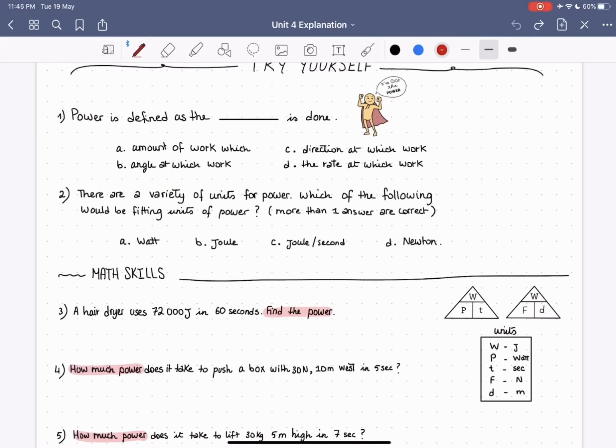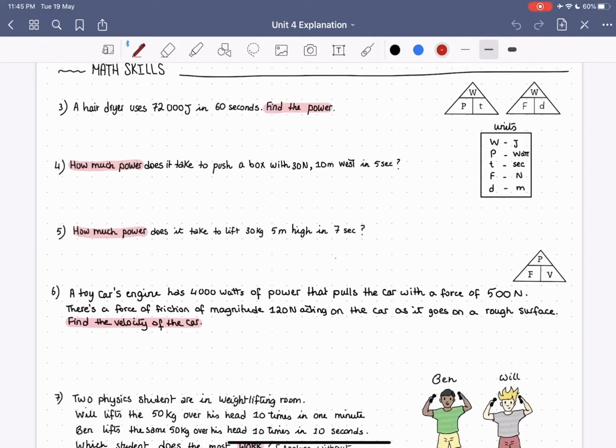So what is power? Power is defined as the rate at which work is done. And how many possible units do we have for power? We know two possible units. We know joules per second, and this is equal to 1 watt.